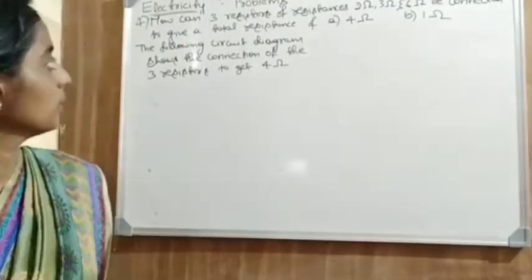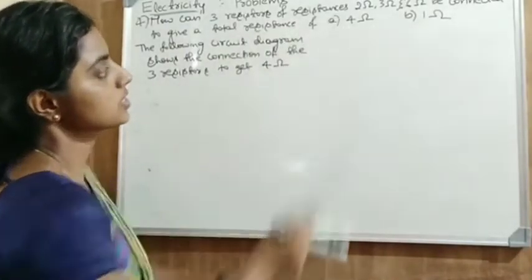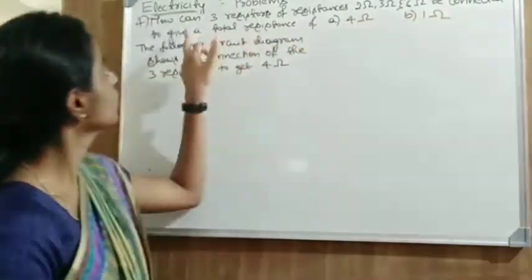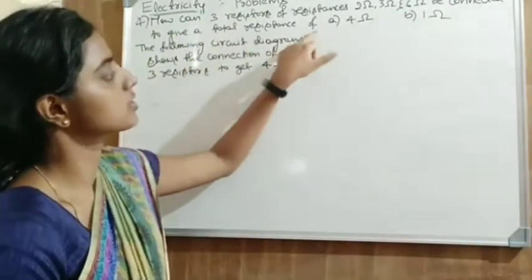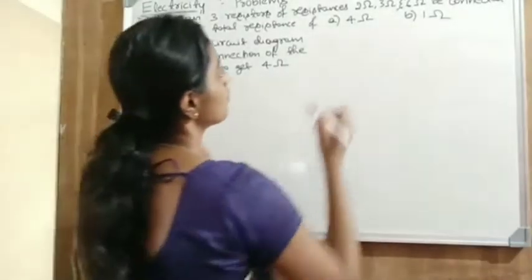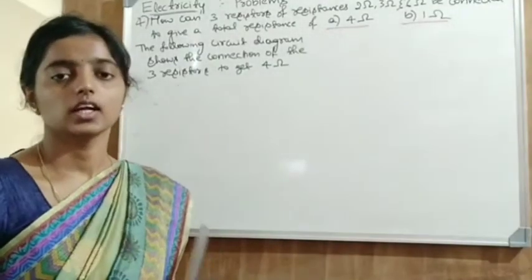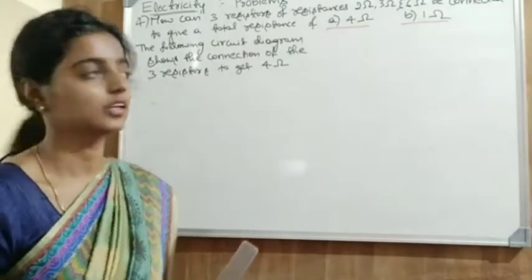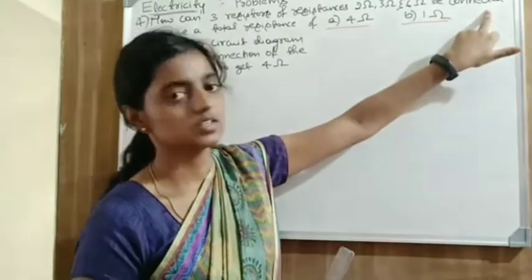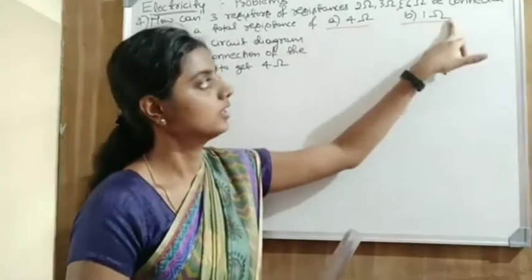So what is our fourth problem? How can three resistors of resistance 2 ohm, 3 ohm and 6 ohm be connected to give a total resistance of 4 ohm and 1 ohm. Read out the question again and understand what they are asking us to find. We need to build a circuit using these three resistors, and we need to get our final resistance as 4 ohm and 1 ohm.